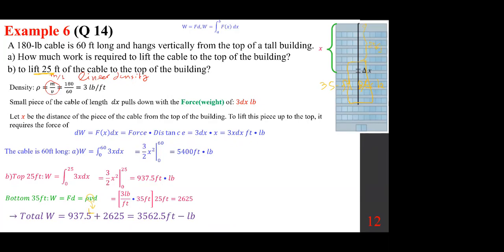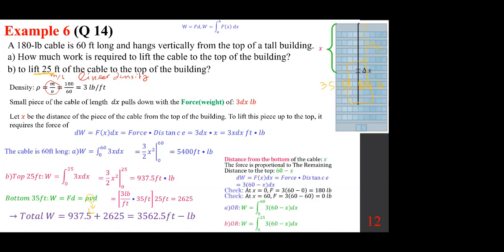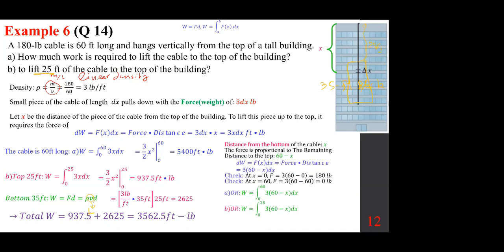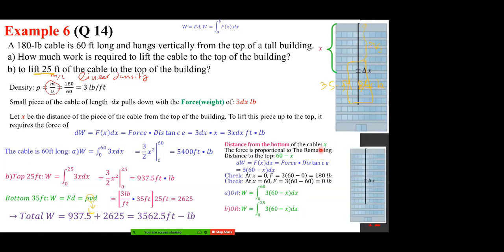Here's a second approach. I'm not going to go over that and evaluate it. I want you to evaluate it at home. The second approach is the following. Instead of taking the distance from the top, we change to a different point. The distance from the bottom is x now. First let's just understand this, then we explain. So if the bottom is x, what is the top now? 60 minus x.